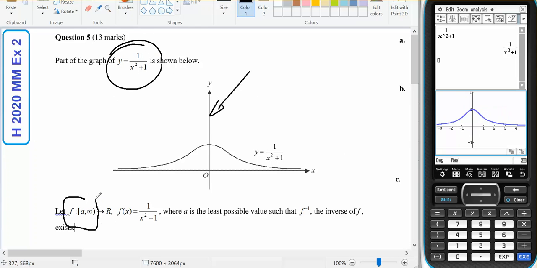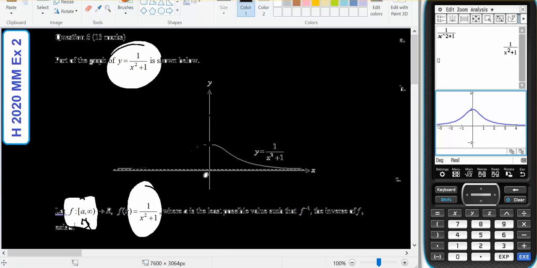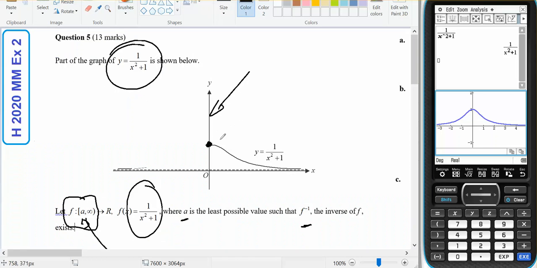This is now F, and F's got a restricted domain from A to infinity, and it's the same rule as that, where A is the least value for F to have an inverse function. So it has to be 1-to-1, so it's got to stop there, which means I can get rid of this bit over here, and now I've drawn F of X. Whoa, undo that. That's F of X. So A has to equal 0.